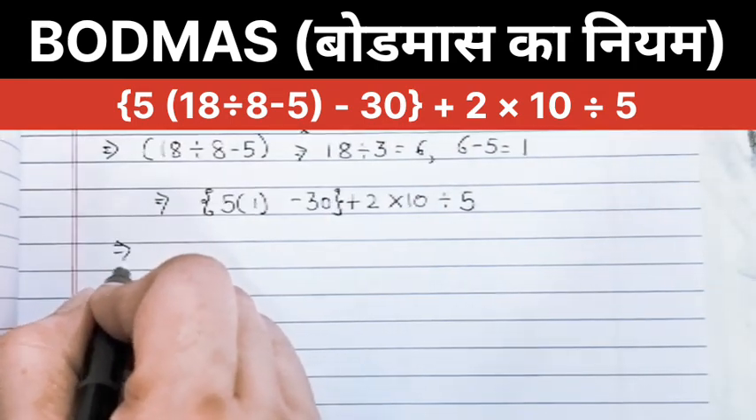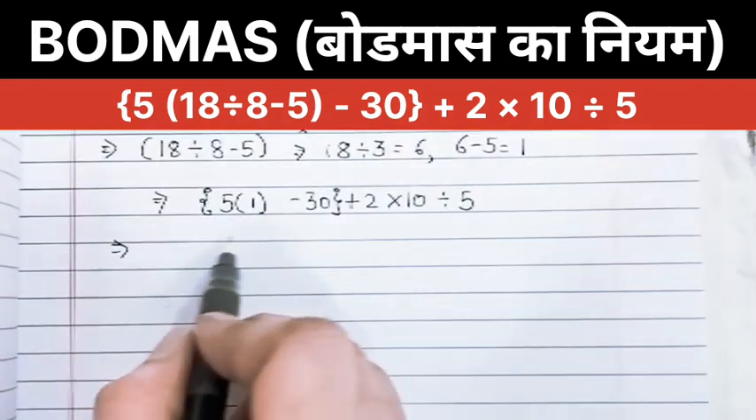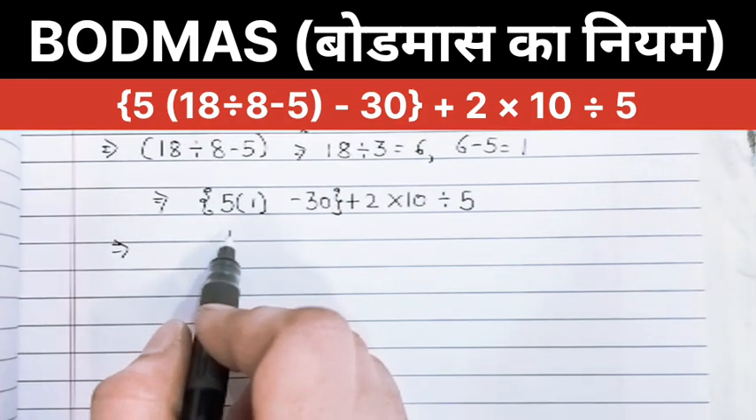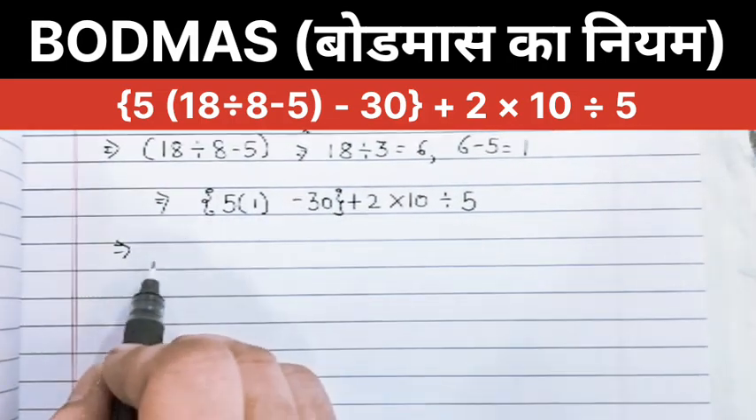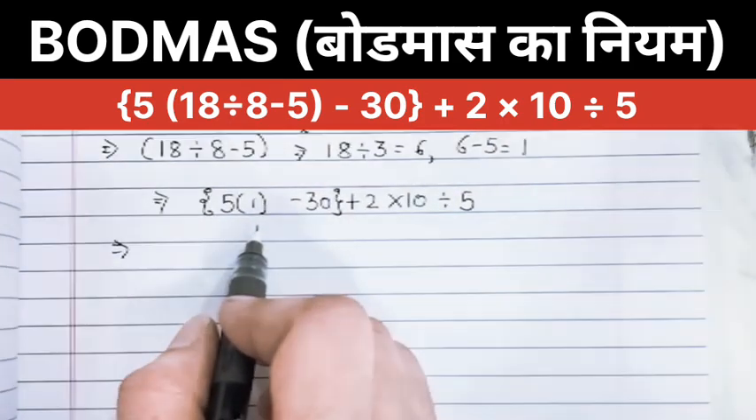Now according to step 2, solve the curly brackets. Next we solve the operations inside the curly braces. Note that a number next to a bracket implies multiplication.